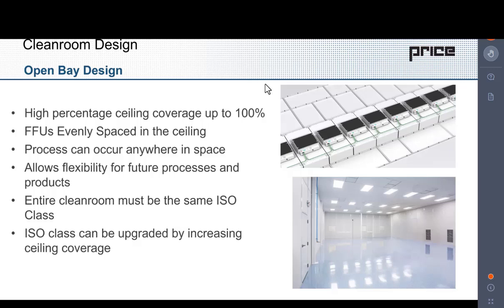However, the downside of a system like this is within a cleanroom, you're likely going to have a few different required ISO classes. You might require ISO 8 in certain areas, ISO 5 in other areas, and ISO 3 in other areas as well. Now, the downside of an open bay design is you're going to have to provide air to the most stringent ISO class of the entire space. So you're likely going to need more diffusers and more airflow that's not going to be fully utilized by those less restrictive ISO areas within the same cleanroom.